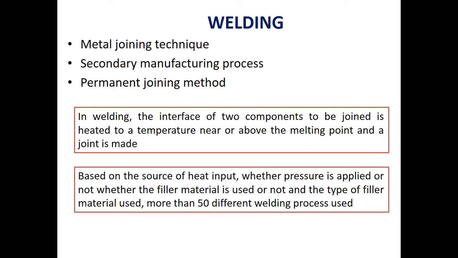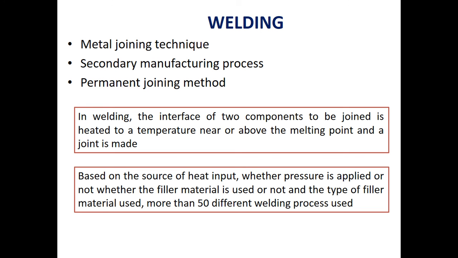Or in other words, the joint is obtained by a metallurgical fusion process. That is why it is called a permanent joining method. The joint is obtained by a metallurgical fusion technique.